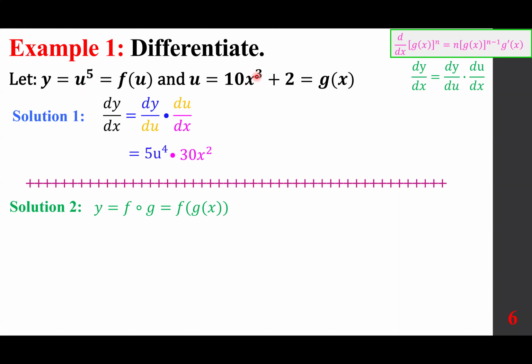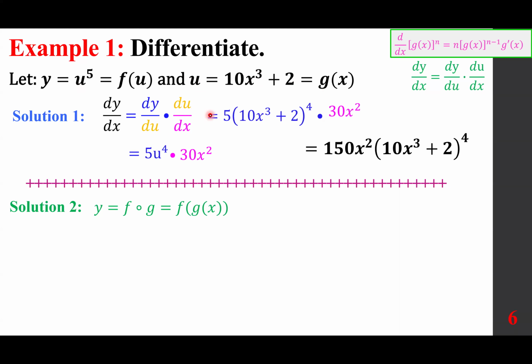You're practically done. However, replace the u with 10x cubed plus 2. Write the 30x squared next to it. Put that 5 in front, and you get the final answer: 150x squared times 10x cubed plus 2 to the power of 4 as the final answer.